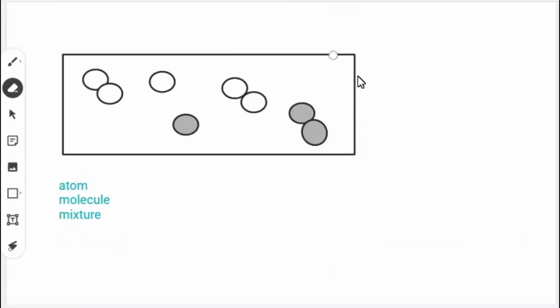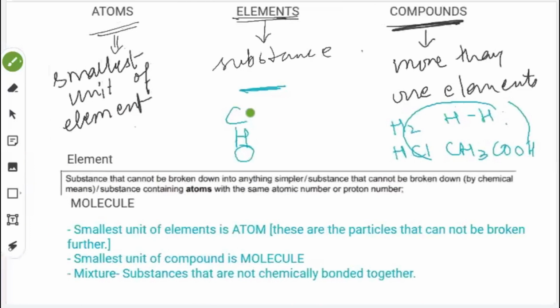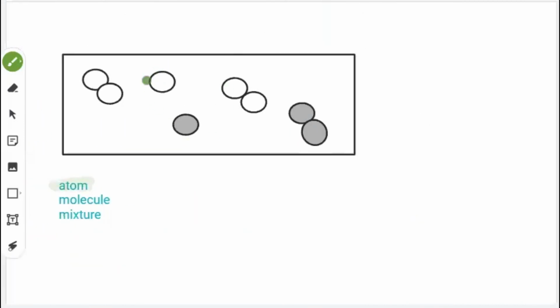So what will happen over here? In the box, you can see different components. Now you have to pick which one of them is the atom, molecule, or mixture. First of all, what is an atom? An atom is the smallest particle of an element, as we have already discussed. So it is either carbon, hydrogen, or oxygen. If you label these, they are the ones that are singly present over there, in the uncombined form.